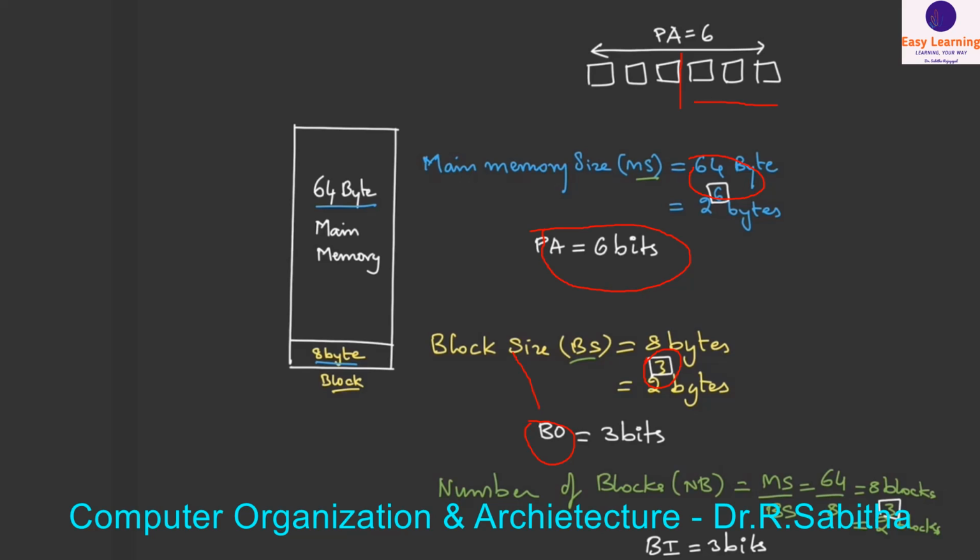Now what will be your block index? Block index is dependent on the number of blocks. So we want to calculate the number of blocks. Number of blocks is nothing but ratio of memory size by block size.